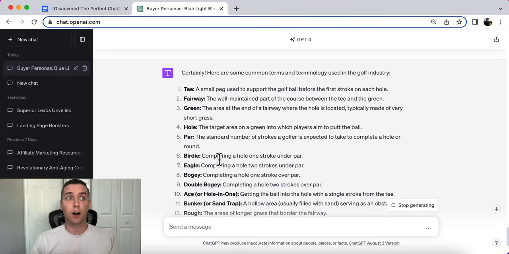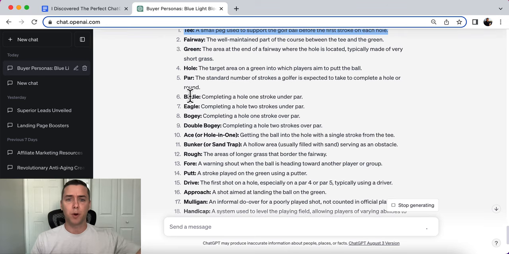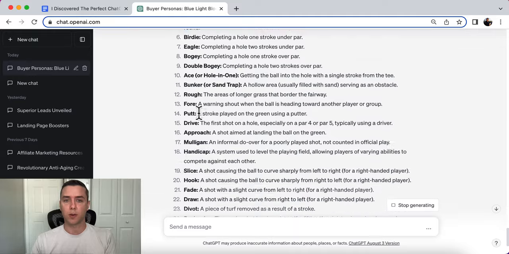So if we're selling golf coaching lessons or golf equipment or golf products, we need to add into our sales pages, into our marketing, you know, what does it help with? Does it help with your tee, your fairway, your greens, your par, birdie, eagle? You know, we need to incorporate all of that into our marketing, okay?